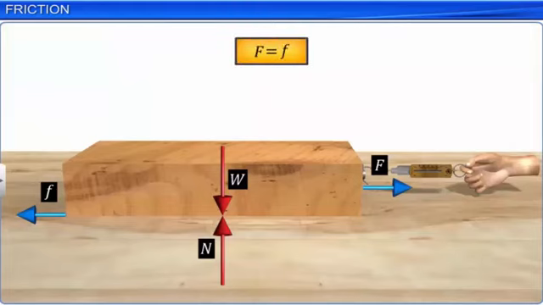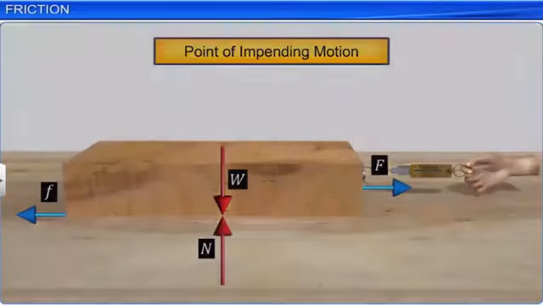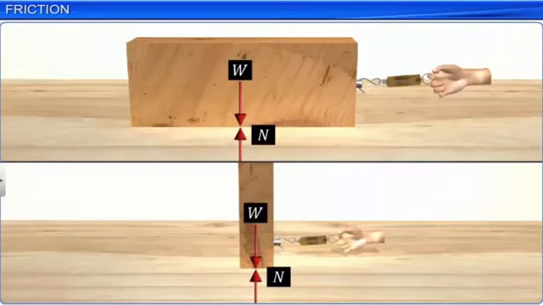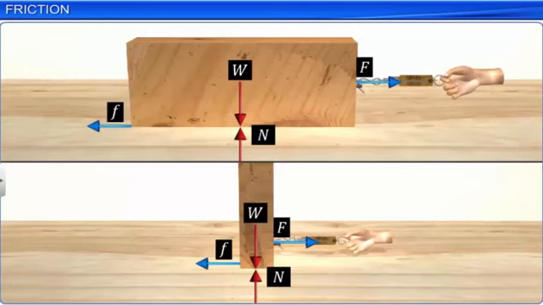The block is at the point of impending motion. That is, the block is on the verge of moving but is not actually moving. We can repeat the experiment by placing the wooden block in different positions, such that different surfaces are in contact with the tabletop. We will find that the limiting frictional force is same in all cases.